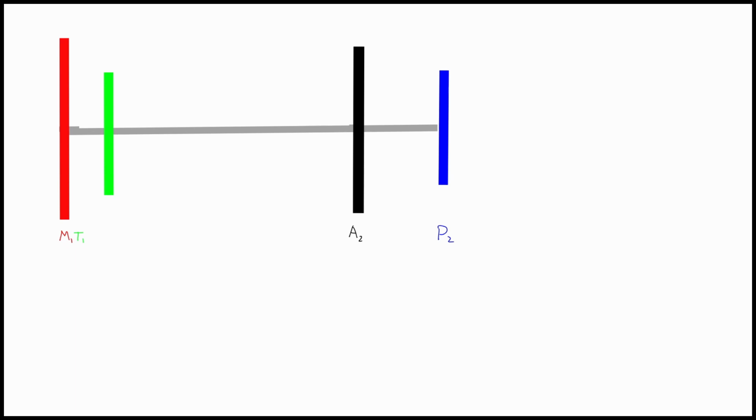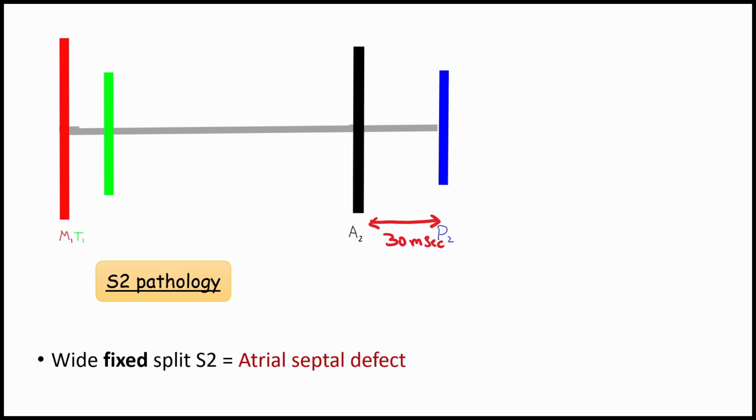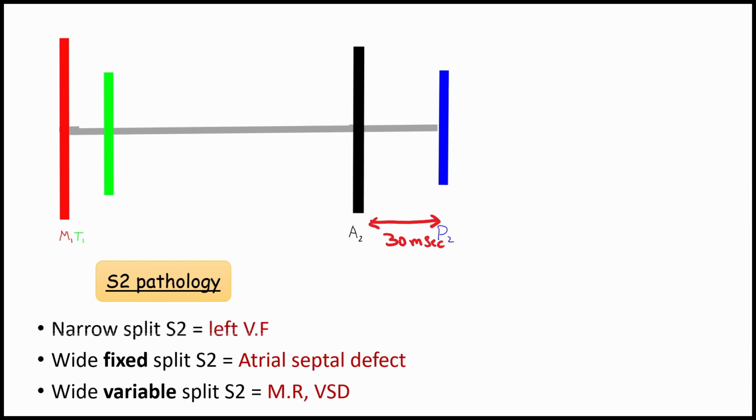The time interval between aortic valve closure and pulmonary valve closure is nearly 30 milliseconds. It is best heard at Erb's point during inspiration. In case of atrial septal defect, there is a wide fixed split of S2. In other cases, such as ventricular septal defect or mitral regurgitation, there is a wide variable split second sound. In left ventricular failure, there is a narrow split second sound.